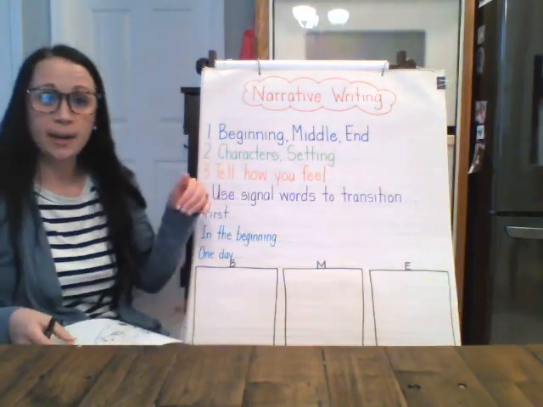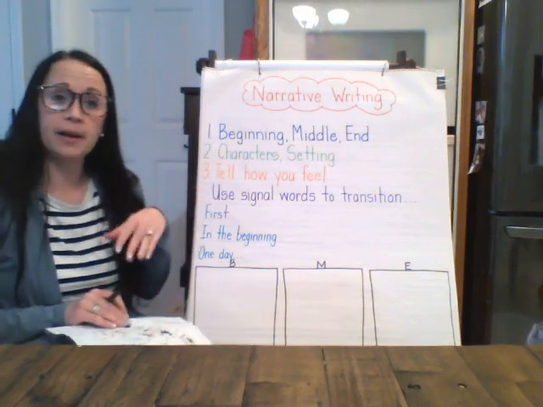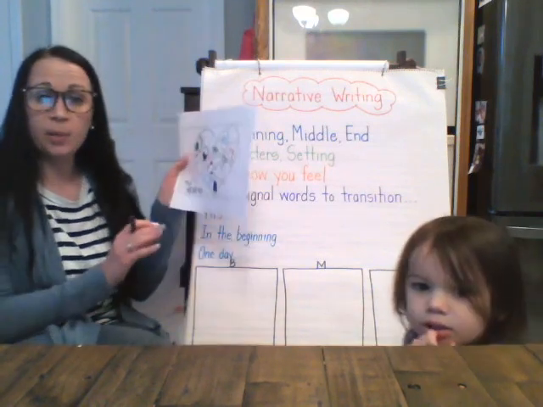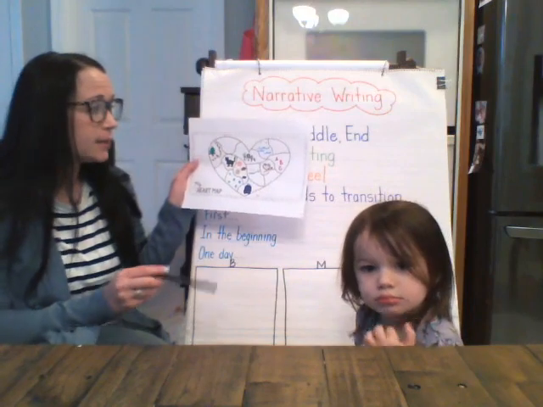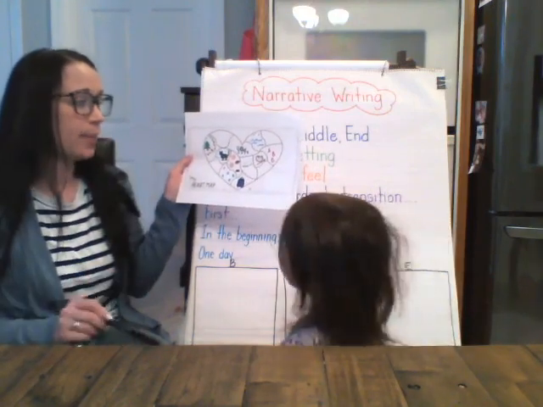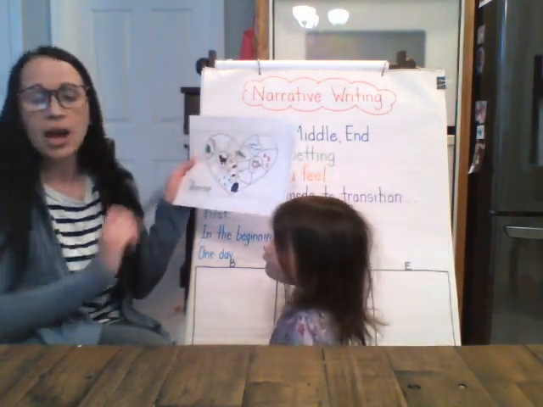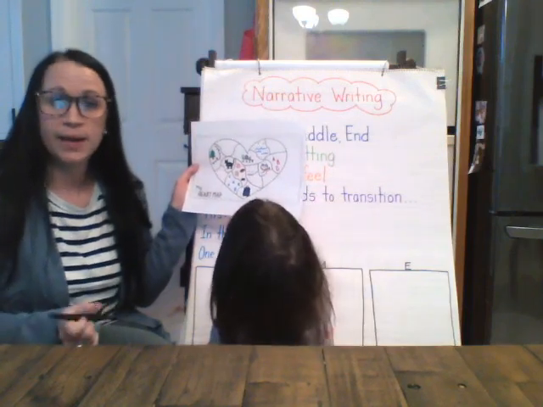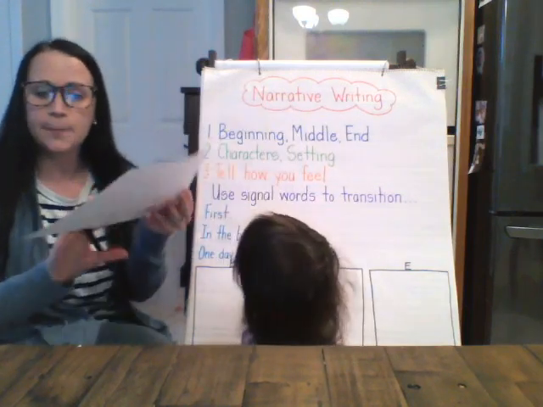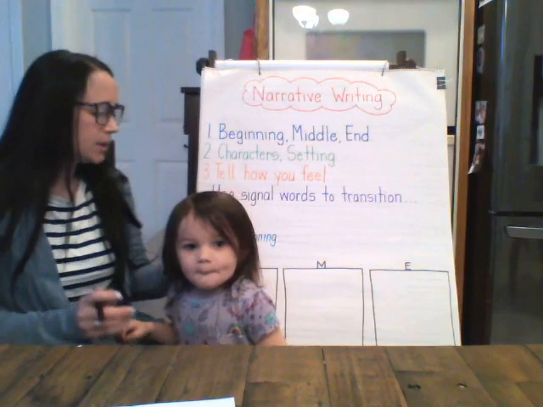So to start my narrative today, because you're going to be writing your beginning portion, I'm going to go back to my heart map, and I've decided I'm going to write about the beach. I'm going to write about a time where we went to the beach, okay? So I'm going to start.